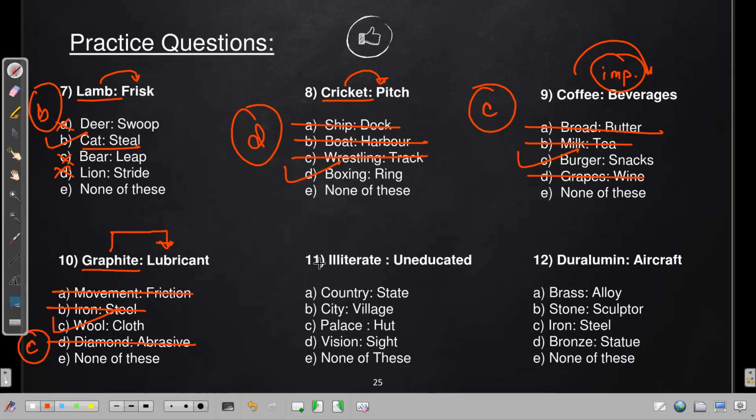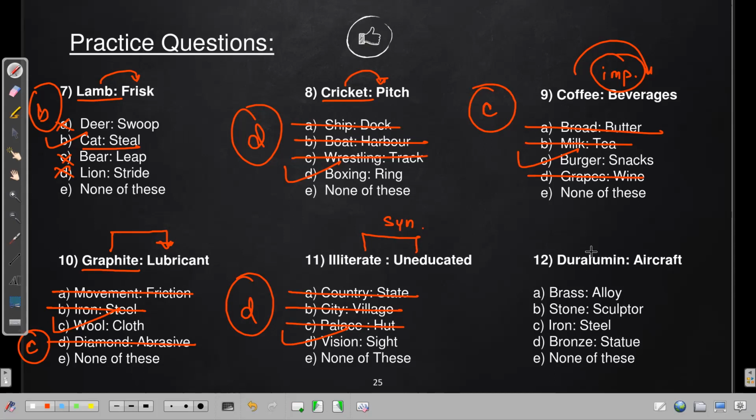Okay, illiterate and synonym pair. So illiterate and uneducated, I think, is a synonym pair. So this is a synonym. So country and state, obviously not. City and village, no. Palace, hut, no. Vision, sight, absolutely yes. Okay, 12th, interesting one.